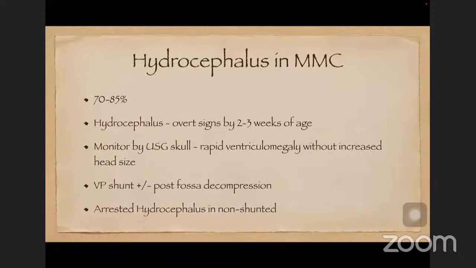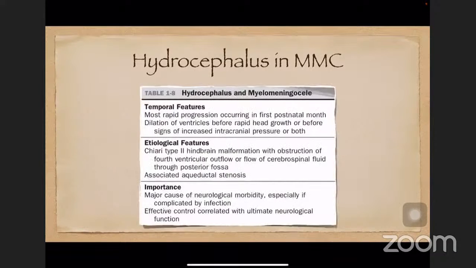Hydrocephalus. There is a reason for hydrocephalus to be seen in patients with MMC, and 70 to 85% will have hydrocephalus. Overt signs are usually noticed within the first 2 to 3 weeks of age. Serial ultrasound monitoring or MRI is required, usually tackled with ventriculoperitoneal shunt with or without posterior fossa decompression, because sometimes the shunt itself may relieve some of the pressure in the posterior fossa, and you may not require a subsequent surgery. And in non-shunted, this may eventually lead to arrested hydrocephalus.